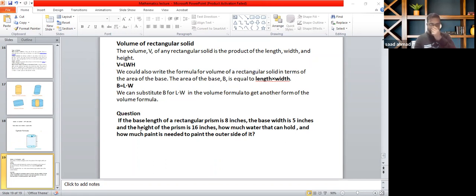Okay, next again is another easy question. Let's say we have a rectangular prism here, joining rectangles together. The length is 8 inches. Its width is 5, and the height is 16. How much water can this thing hold? Let's say this is a tub, or a box, something like that. We want to see how much water it can hold.